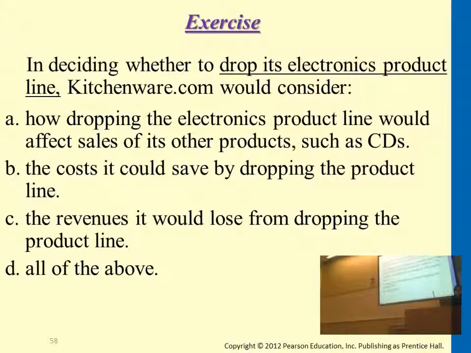Okay, now whether or not to drop an electronic product line, kitchenware.com would consider what? All of the above. So I think we went over this question, right? Cost it would save by dropping. Revenue it will lose if they drop the products. So remember, compare cost saving against revenues. And how dropping a product would affect other sales products. Sometimes they also need to consider this, especially for departmental stores when you're offering a lot of different types of products in your store. You may want to consider whether customers would not want to come because of this specific decision.